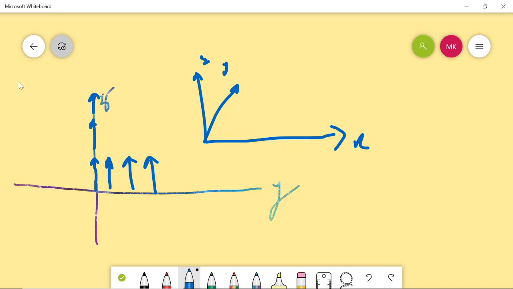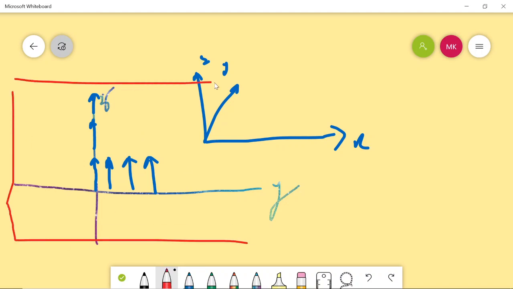So if you consider this plane, this page is a plane. Everywhere the electric field will be constant. The direction and magnitude at every point on this plane will be constant.